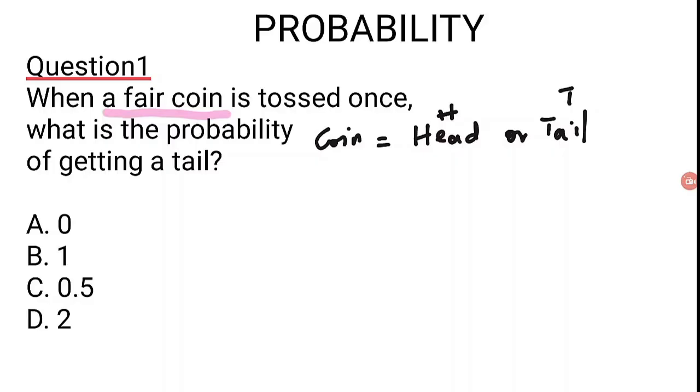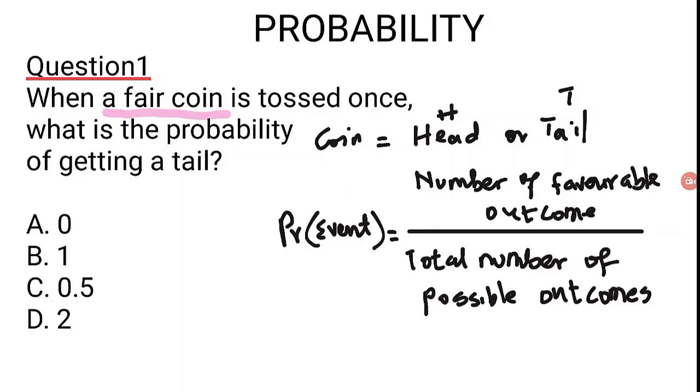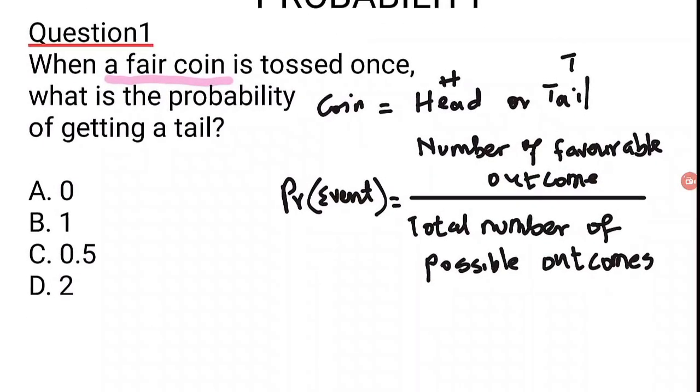All right, so the probability of an event, that is, what is the probability of getting a tail? PR means probability, and this is the formula here. So now, according to what we are given here, we want to look for the probability of getting a tail. The probability of getting a tail is going to be the favorable outcome we have.